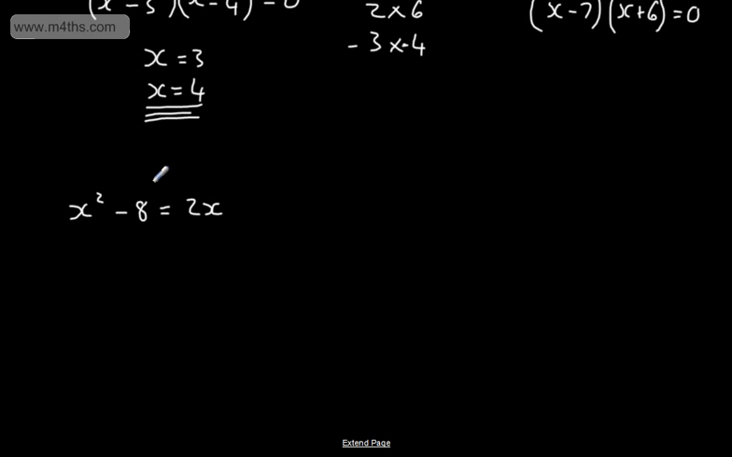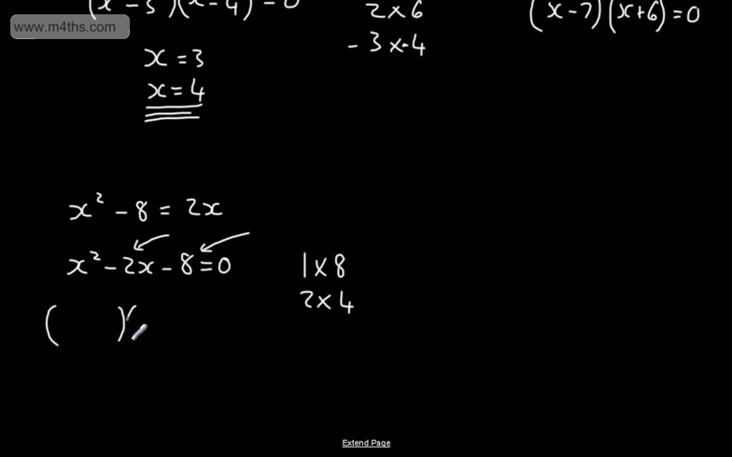So I want this in the form ax squared plus bx plus c. So I'm going to subtract 2x from both sides. So x squared minus 2x minus 8 is equal to 0. X squared, x, no x. I need two numbers that multiply to give negative 8 and add to give negative 2. 1 times by 8, 2 times by 4, and then we're back on ourselves. So the brackets get opened up, and we will set that to 0.